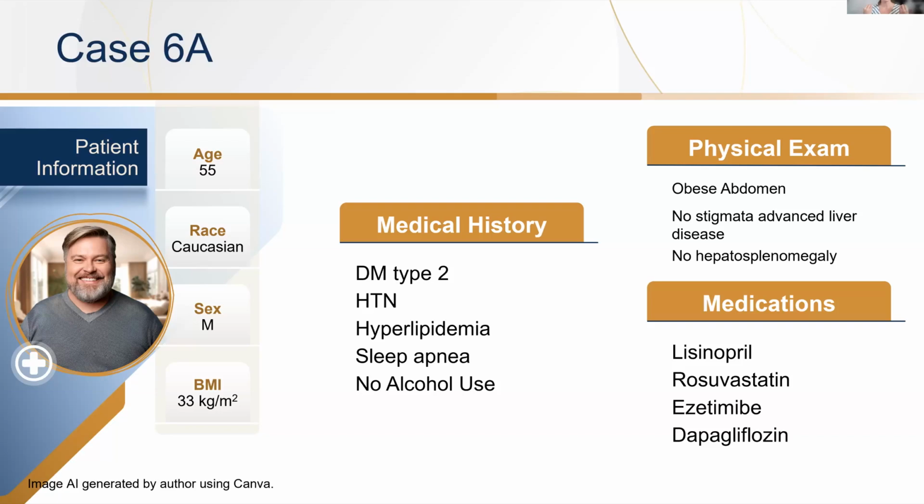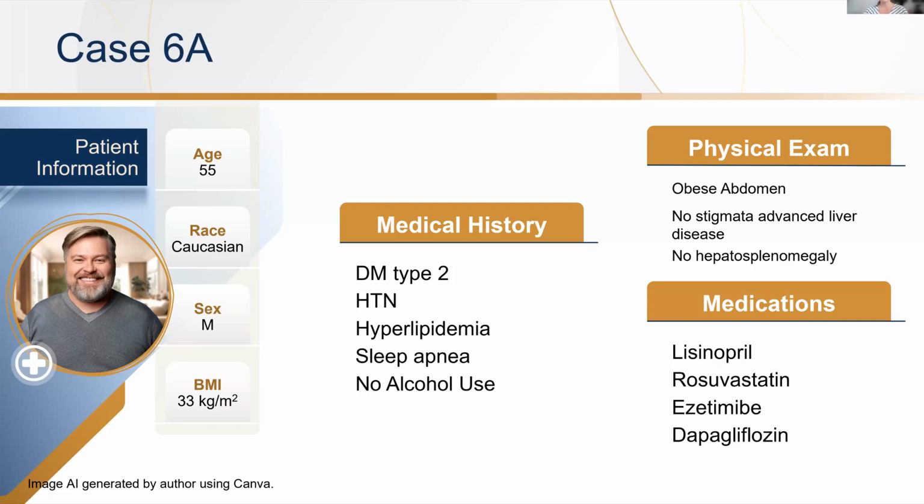Okay. And so the fact that this guy has no history of any alcohol use, and he's got cardiometabolic risk factors, dramatically increases his risk of having metabolic associated fatty liver disease. So let's take a look at him.